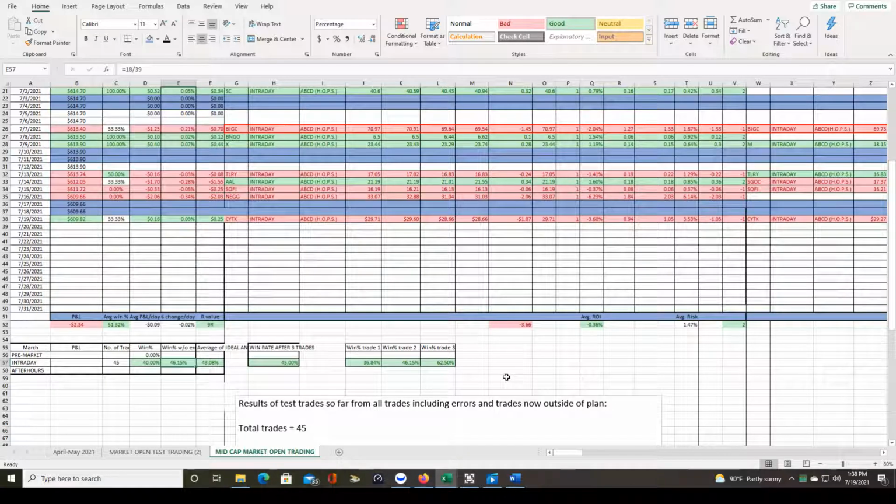So that's why I don't just take 1 trade every day. If I just took 1 trade every day, I would be just barely break even or just above break even. And the reason why I'm not is because I'm taking that second and third trade.